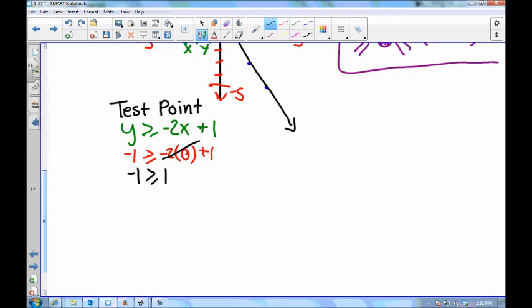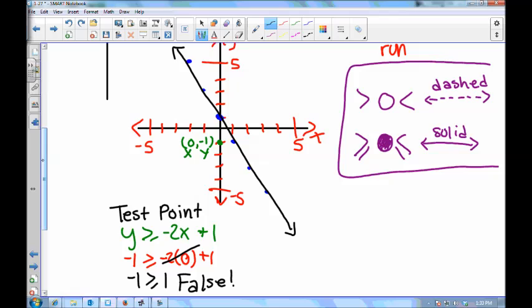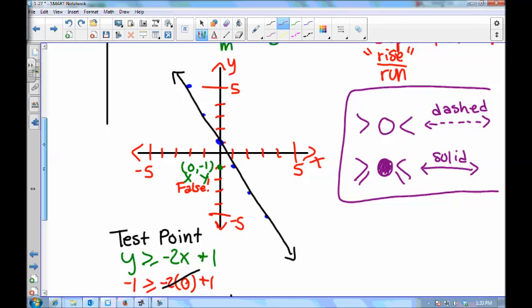Okay, Sean, true or false? False. This is false. Therefore, the point we chose on the graph is false. Okay, this guy is false, which means every point on the same side of it is false. So where's the true section? Up, right. Okay, pick a crayon.